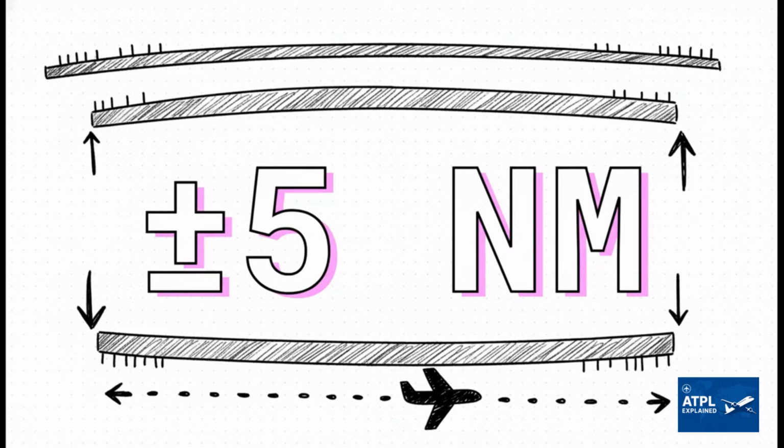But watch this. When we get closer to the airport for our departure or arrival, what we call SIDs and STARs, that corridor shrinks by half. It goes down to just plus or minus 5 nautical miles. Suddenly, your margin for error is way, way smaller.